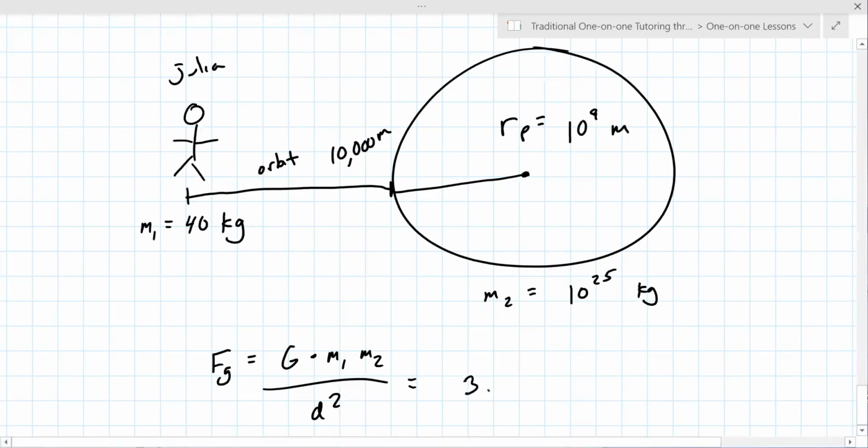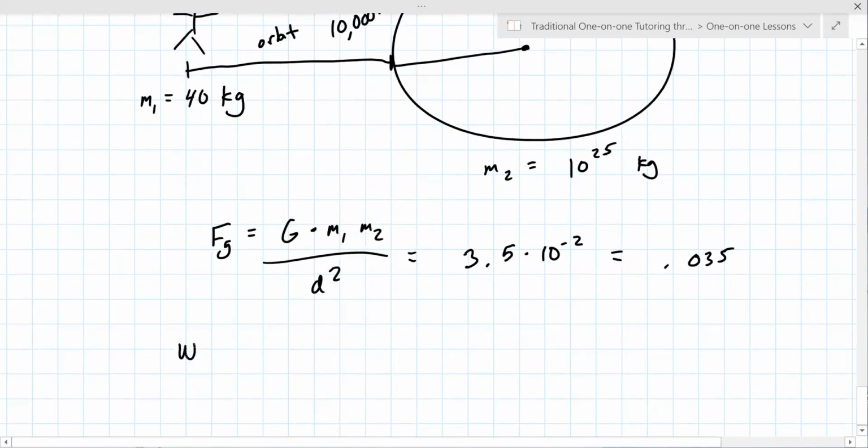Did you get 3.5 times 10 to the minus 2? Or maybe it was 0.035 on your calculator. Yes. Okay. So if you got that number now, your weight is m times g. It's always m times g.